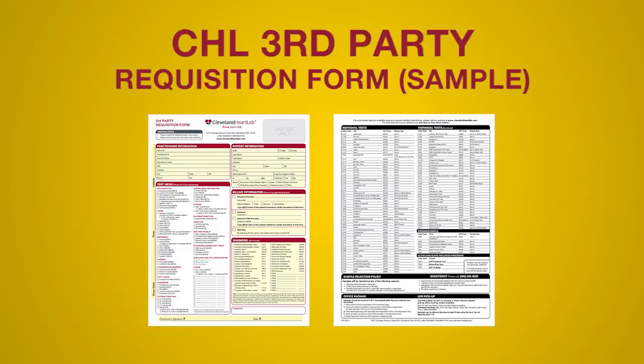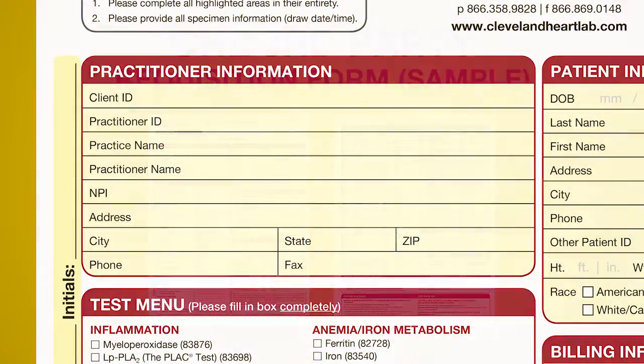It is important that the requisition form is filled out completely with the following. Practitioner information. We require the practitioner's full name and the practice name. If this is your first time ordering from us, we will also need the ordering practitioner's NPI number.